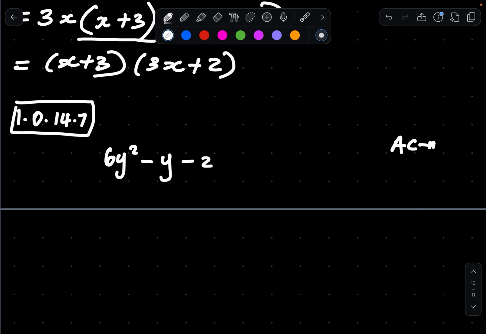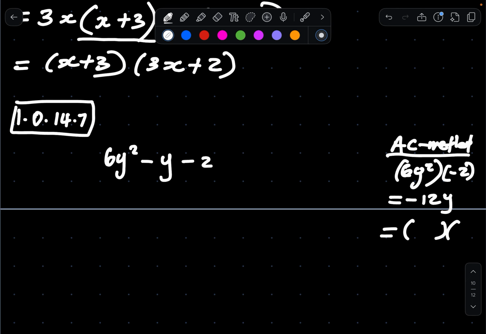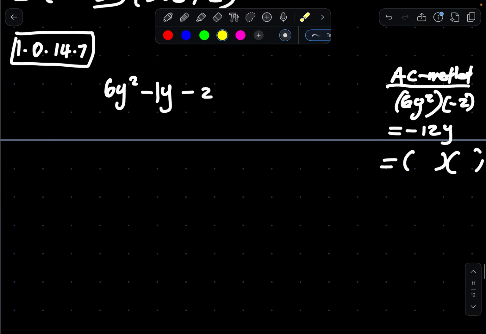So AC method, we're going to say the first term multiplied by the last term. That will give us minus 12y squared. Okay? And then we're now going to break it up again in such a way that they add to the middle term. The middle term is negative 1y. Do we see it, ladies and gents? The middle term is minus 1y. Okay? Perfect. So let's break it again.